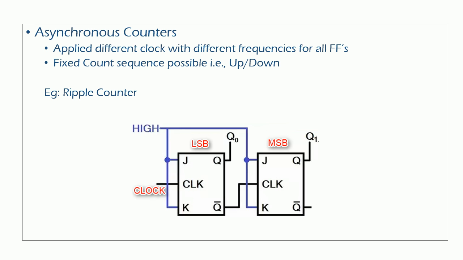You can't do any random kind of counting like 1 2 3 3 2 2 2 2 5. These kinds of counts are not possible with an asynchronous counter, but this is possible with synchronous counters. The example for the asynchronous counter is a ripple counter.